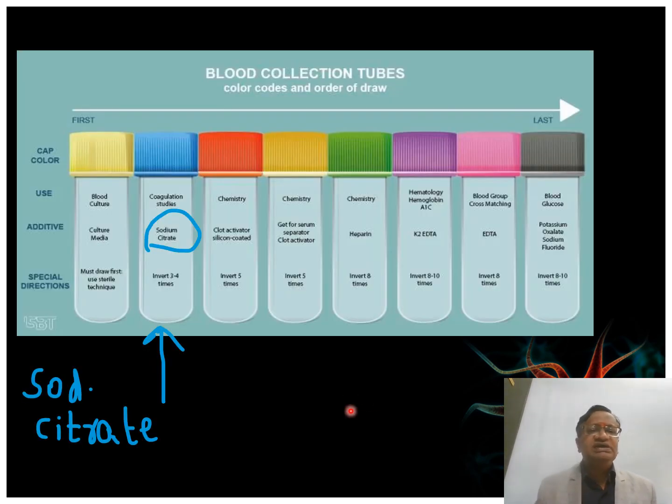Now you see all of these collection bottles. The blue one has sodium citrate, for coagulation studies, invert 2-3 times, or 5 times. This is chemistry. This is for heparin chemistry. This is for hemoglobin, hematology, HbA1c, etc. This is for blood grouping. This is for glucose, sodium, potassium, chloride, etc. This is for culture. This is the standard color coding of your collection tubes. This contains sodium citrate.